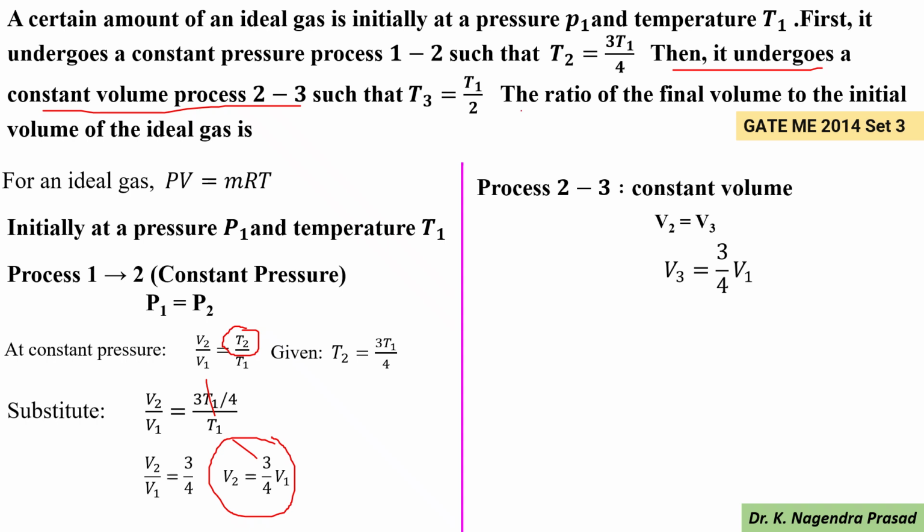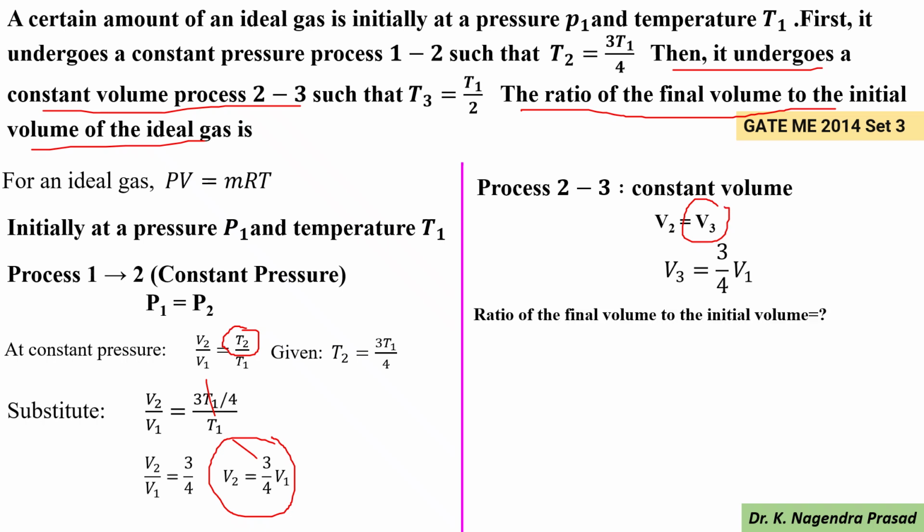So then we have to determine the ratio of final volume to the initial volume. Final volume is V3, initial volume is V1. Then we have to determine V3 divided by V1. So from this equation we can write V3 by V1 equal to 3 by 4. So answer is 3 by 4.